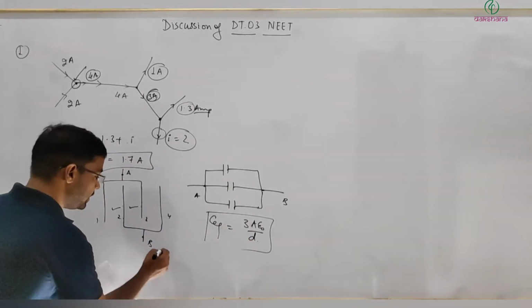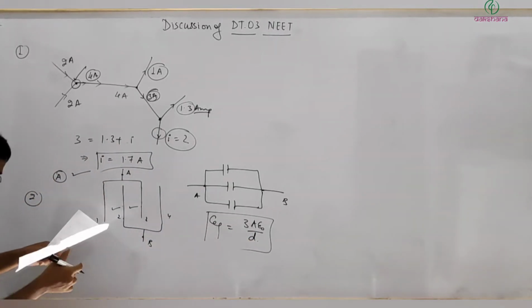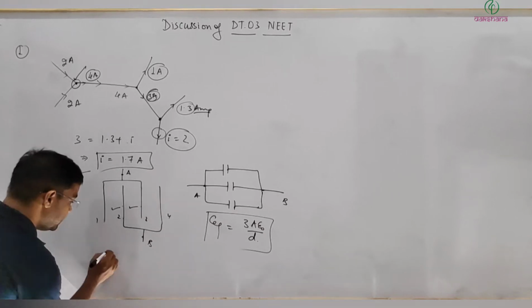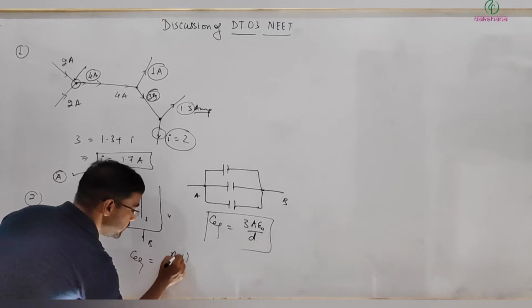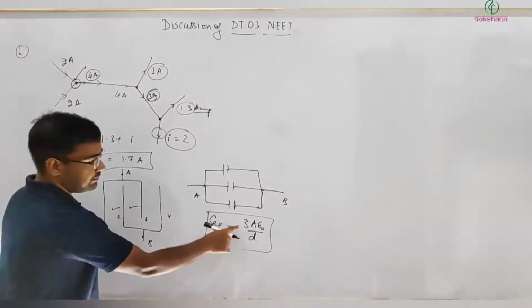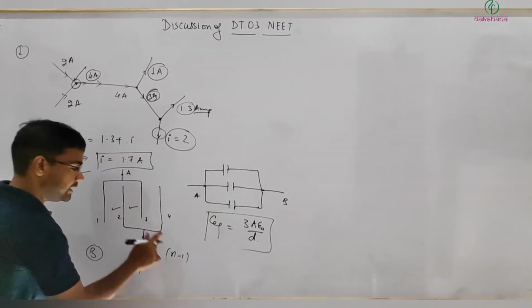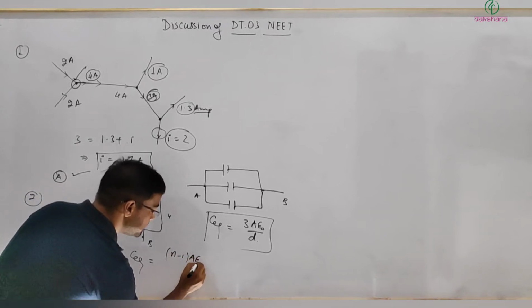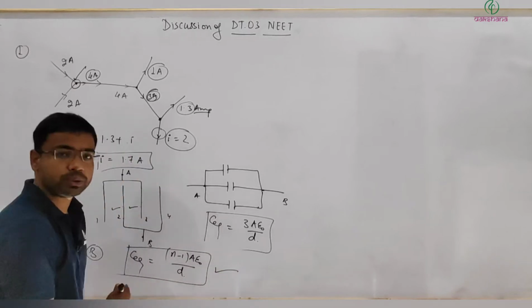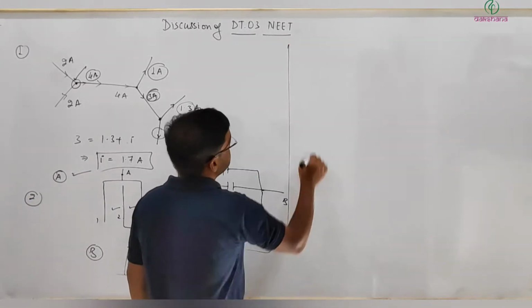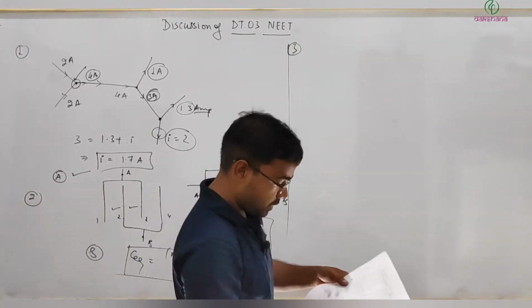So your C equivalent for this question number 2 will be, the answer is B, and that is C equivalent is equal to n-1, because with 4 plates we are getting 3, then with n plates it will be n-1, times A epsilon naught by d, and this is your answer, right? So that is question number 2. And question number 3.